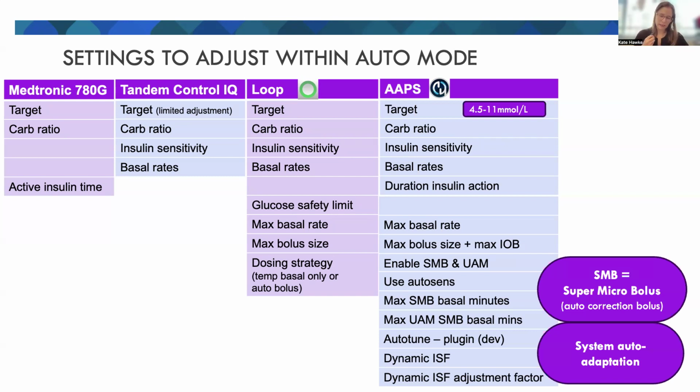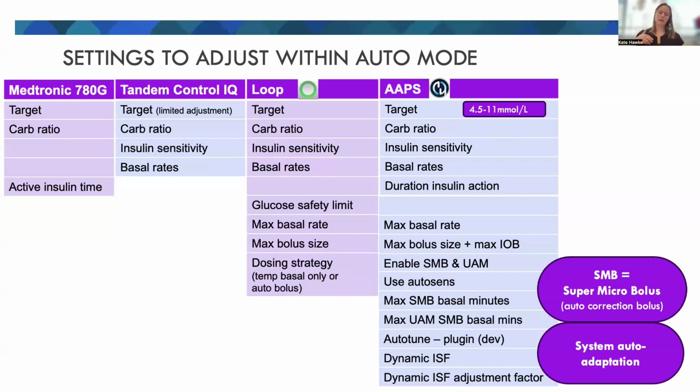These unfamiliar settings we're going to get into in a little bit more detail, but in broad strokes, these additional settings relate to two main things. One is this concept of an SMB, or super microbolus. This is the autocorrection bolus, but it's given this term SMB because of how it functions.